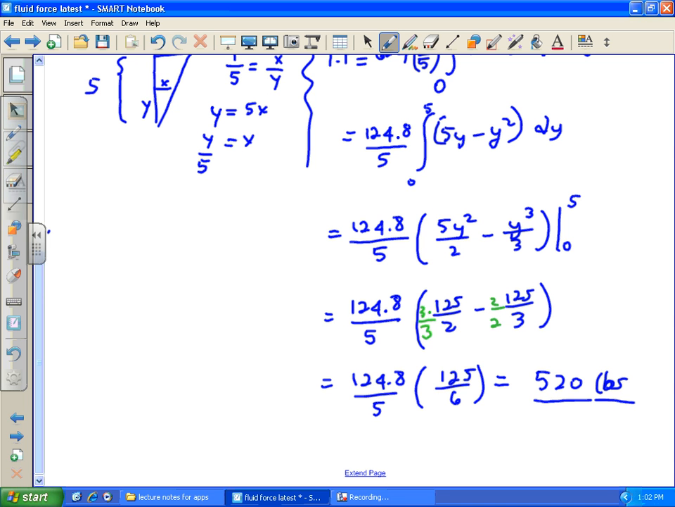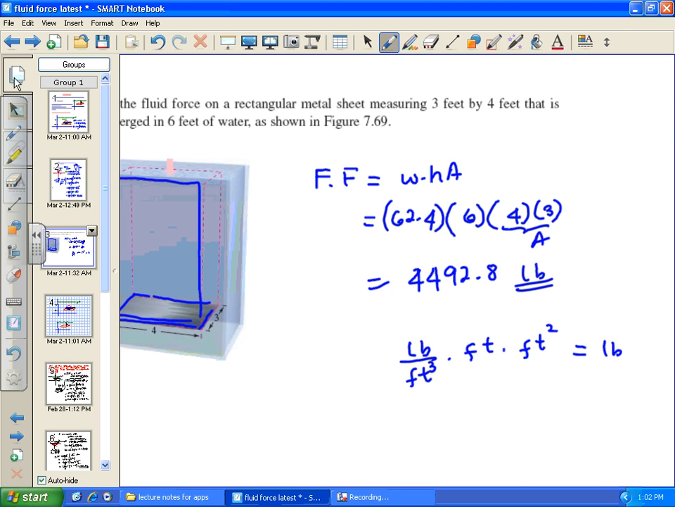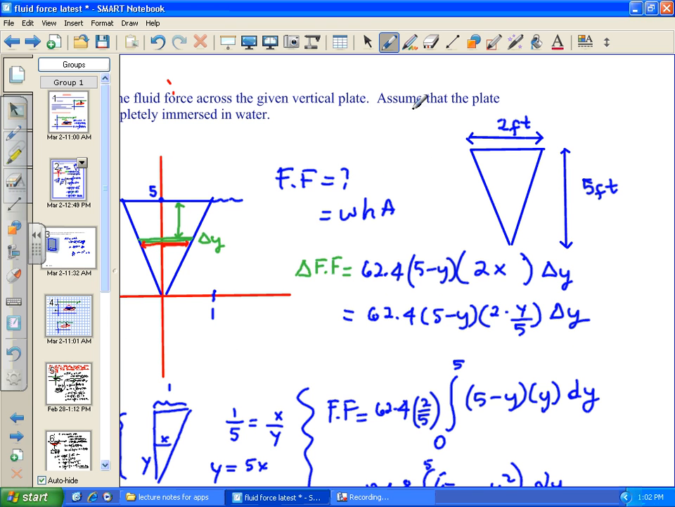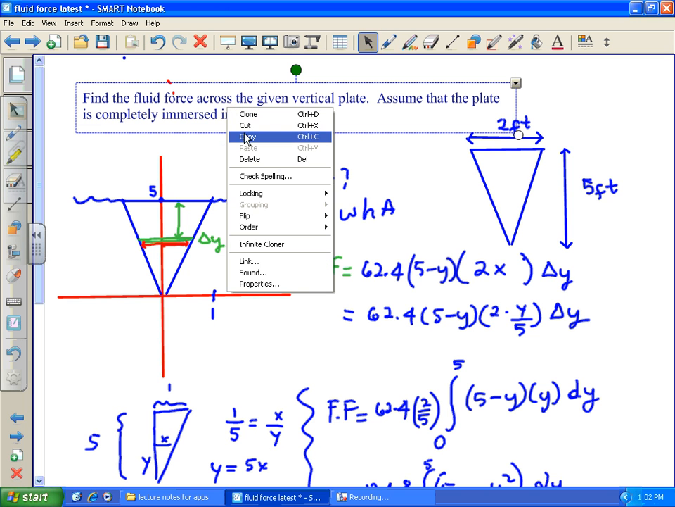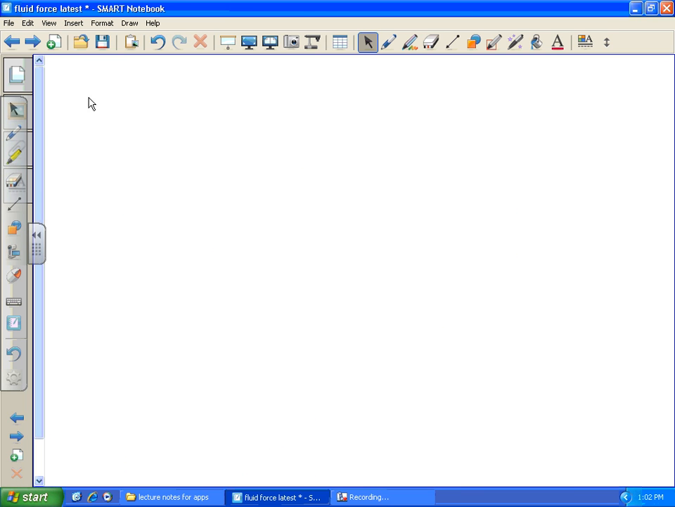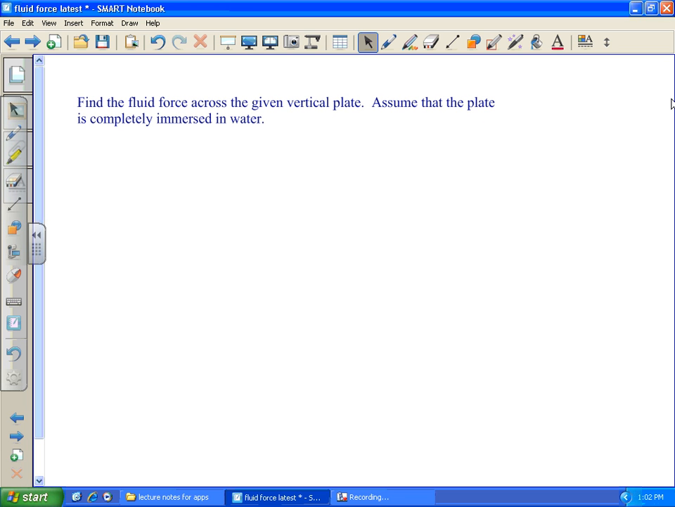It's going to be a semicircular plate. So same question. Okay, I want to go back. Let's see, where was my example? I think right there. Okay, so I'm going to copy the same problem, and you can assume it's the same exact problem throughout the section. It's just the shape will be different. Find the fluid force across a given vertical plate, and this time the vertical plate is a semicircle. One where the circular side is on the bottom and the flat side is on the top.